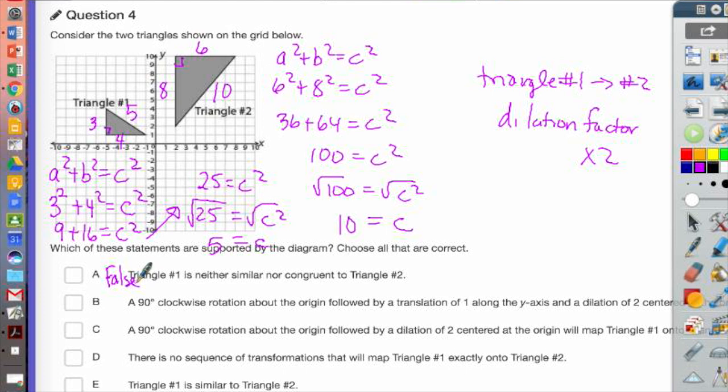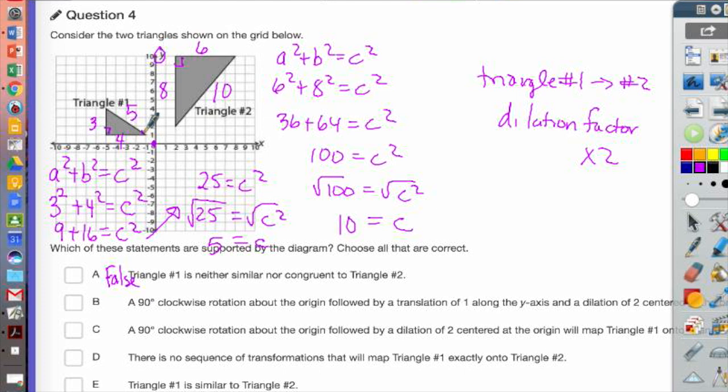Now we get a little harder question. B, a 90-degree clockwise rotation about the origin. Here's the origin. And it's clockwise, so it would go in this direction, 90 degrees. It's going to change the orientation of all of these. Followed by a translation of 1 along the y-axis. This is the y-axis here.